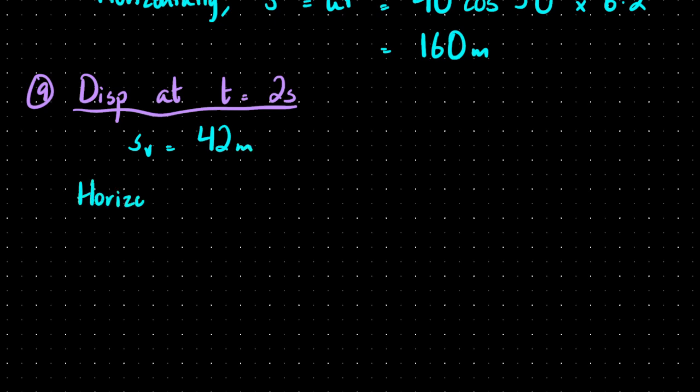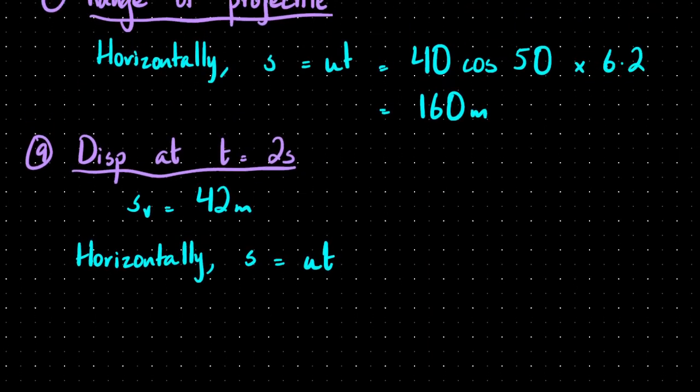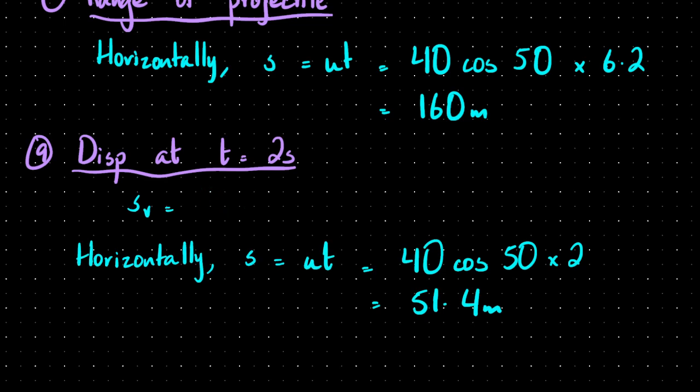So horizontally, we have t equals 2. Again, we can just use S equals ut. So just the equation above, but instead of 6.2 as the time, we'll be using the time 2. So 40 cos 50 times 2, which turns out to be 51.4 meters. And just to avoid rounding errors, let's use more significant figures with the vertical displacement. So this was actually 41.7 meters.